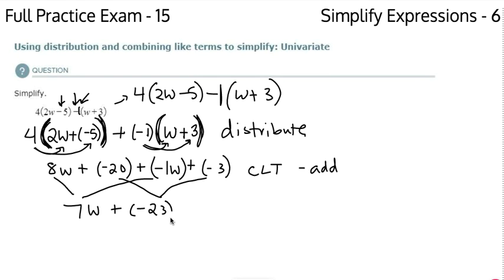Again, Alex will not allow you to put plus and a parenthesis with -23, so we have to undo or add the opposite. Adding -23 is the same as subtracting 23. Let me make that look a little better here. So your final answer would be 7w minus 23.